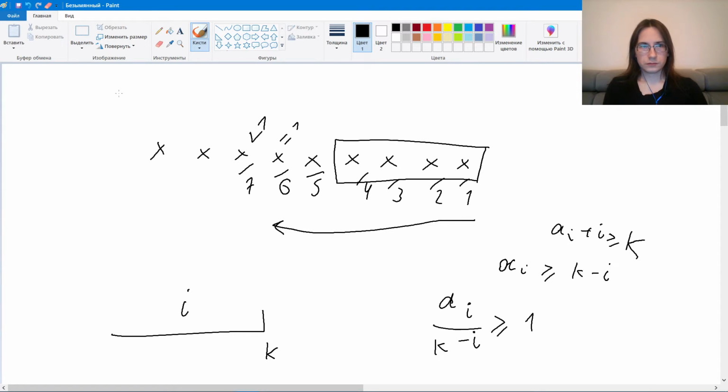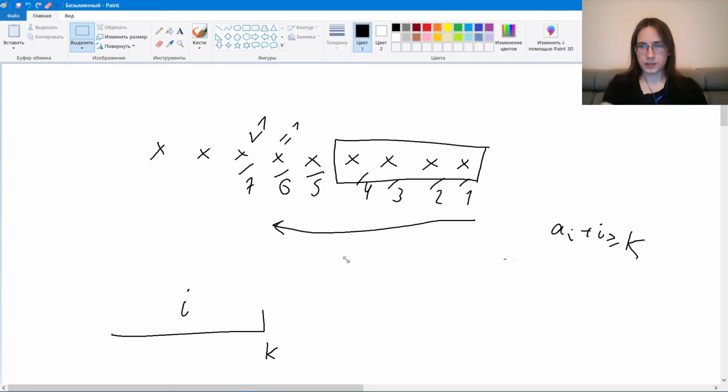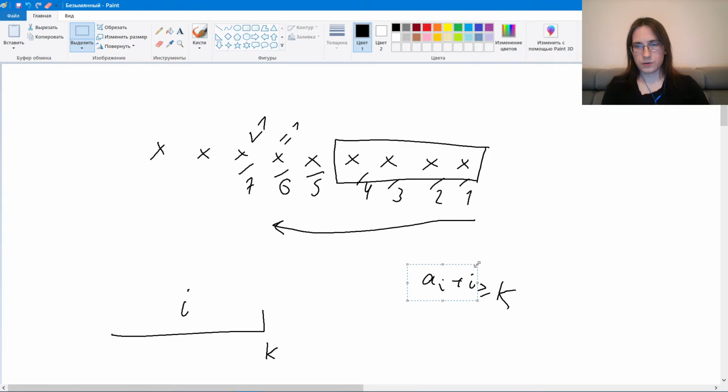So now we can simplify the process as follows. When we consider a prefix of length k, we want to find the leftmost element of this prefix such that ai plus i, if i is the index of this element, is at least k. So what we care about in this problem is the values of ai plus i. We don't care as much about the original values of a. We care about those values, ai plus i.